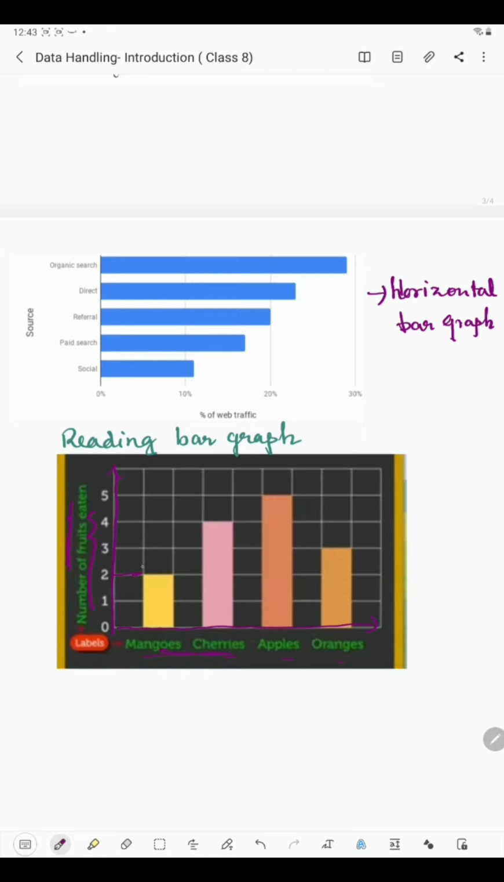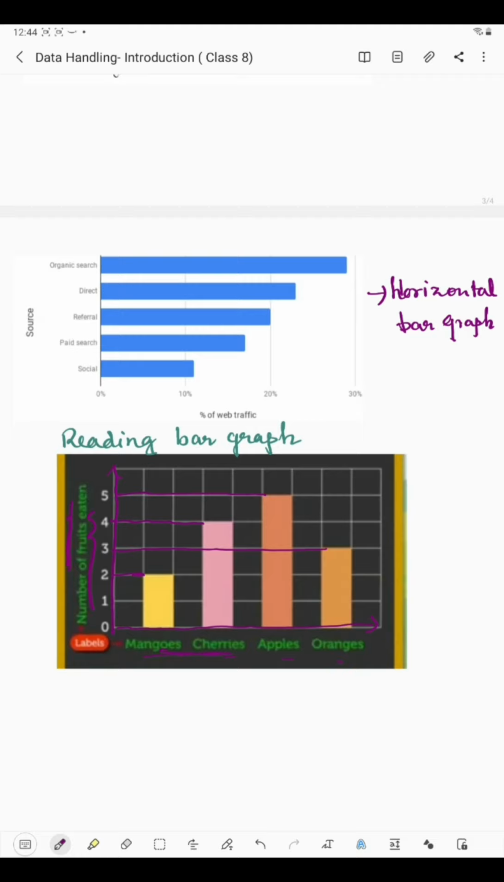Suppose here the monkey eats two mangoes, four cherries, five apples and three oranges. So this way we will have to read the bar graph.